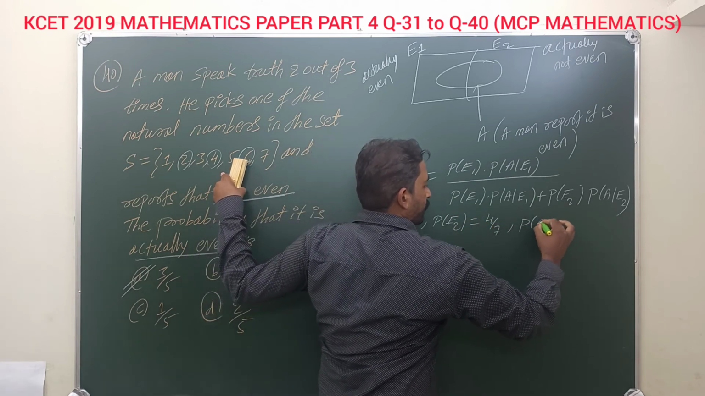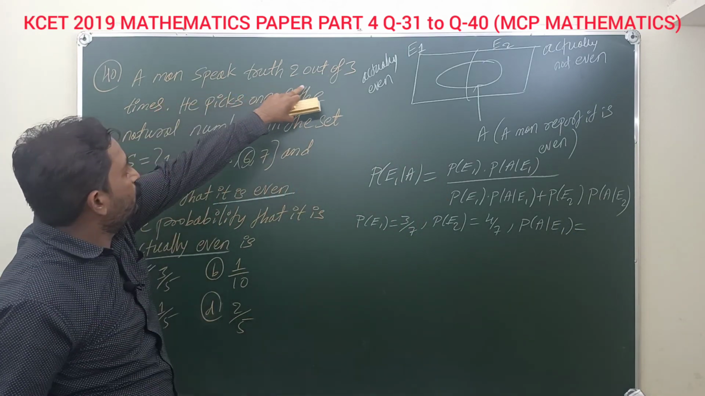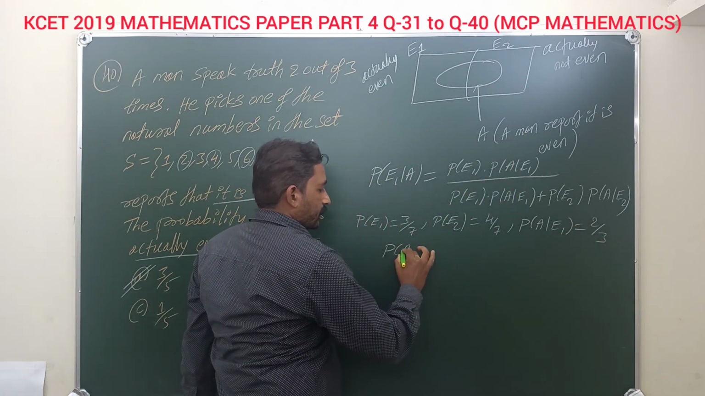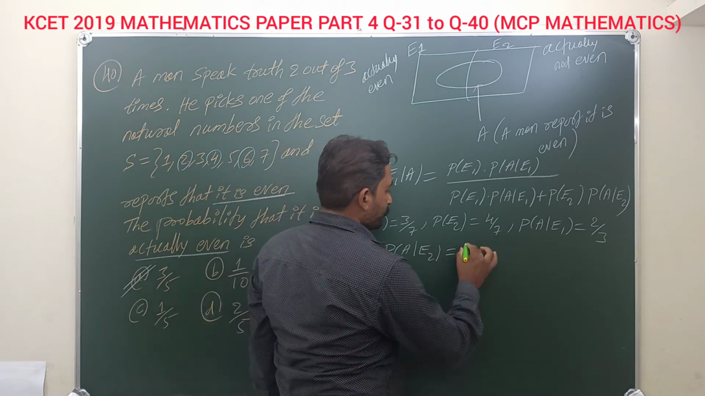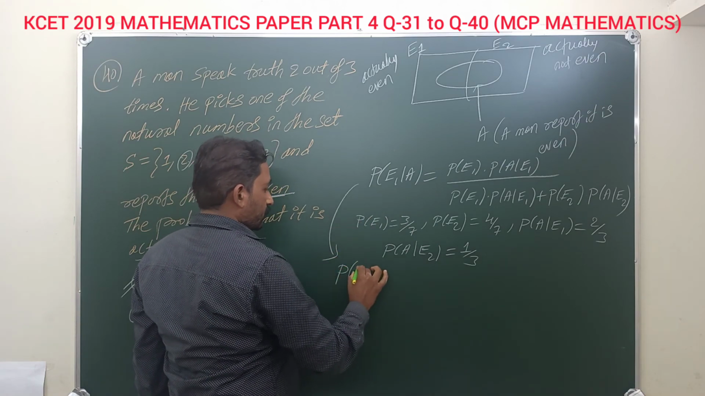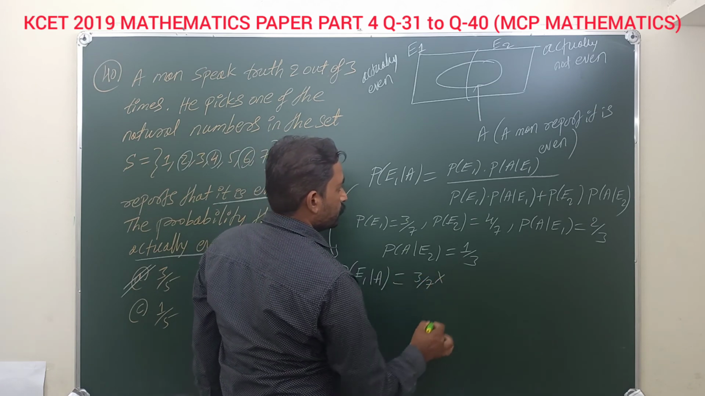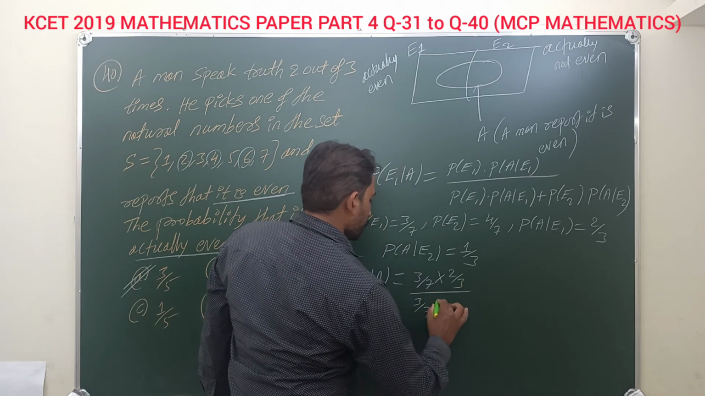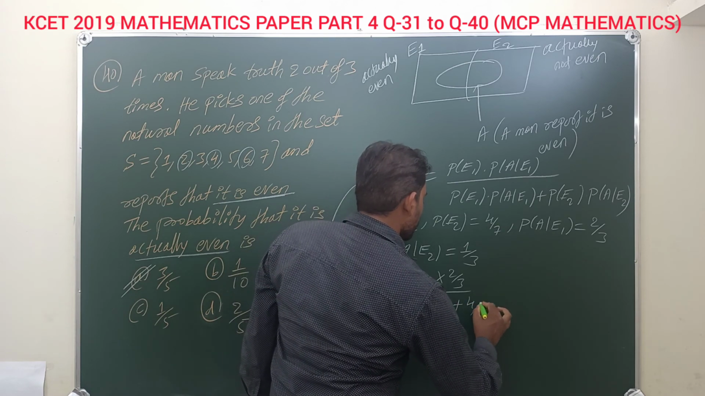Next probability of A given E1 is also given. Here in this case a man speaks truth 2 out of 3, nothing but 2 by 3. So probability of A given E2 is the complement, 1 minus 2 by 3, nothing but 1 by 3. All these values substituted in this equation give the required answer. Probability of E1 given A is 3 by 7 into 2 by 3, divided by 3 by 7 into 2 by 3 plus 4 by 7 into 1 by 3.